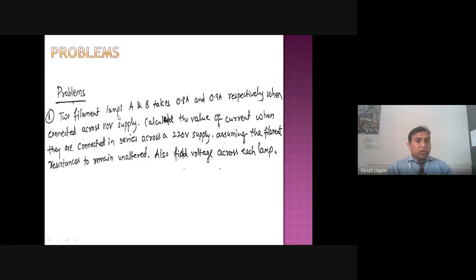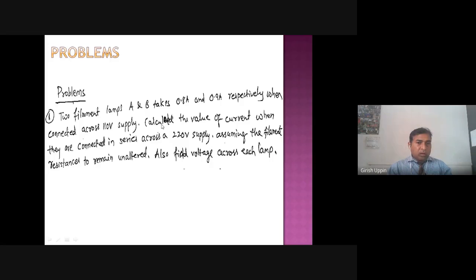What we have to do: two filament lamps A and B take 0.8 ampere and 0.9 ampere respectively. So when connected across a 110 volt supply, lamp A takes 0.8 ampere, and lamp B, when connected across a 110 volt supply, takes 0.9 ampere. So you understand, A is connected to 110 volt, B is connected to 110 volt. A circuit will take 0.8 ampere, B circuit will take 0.9 ampere.